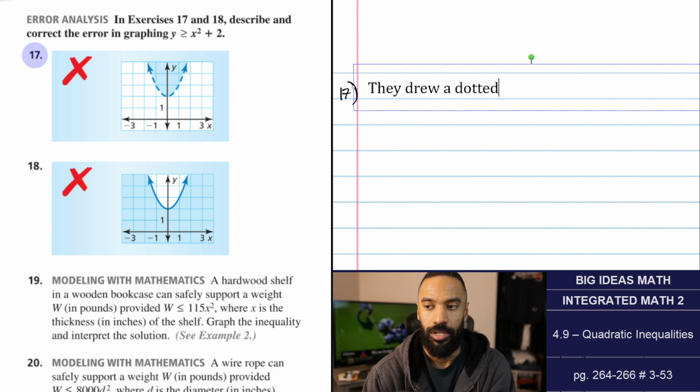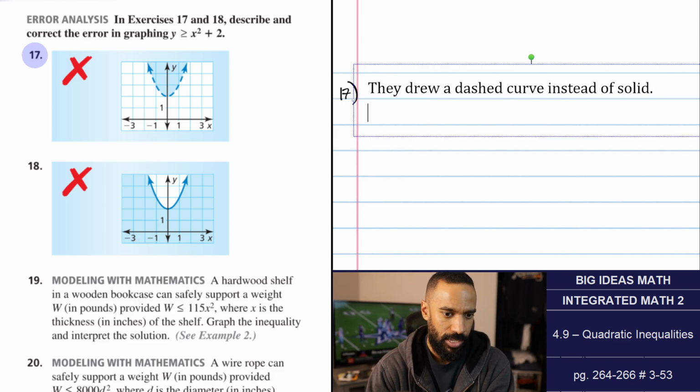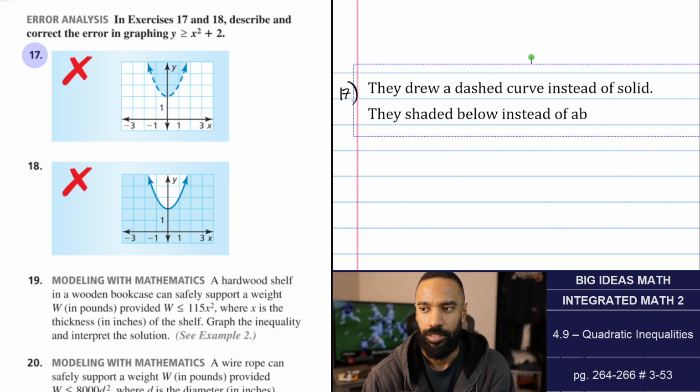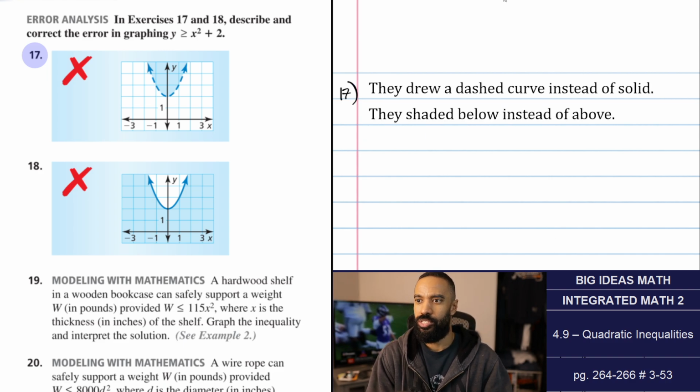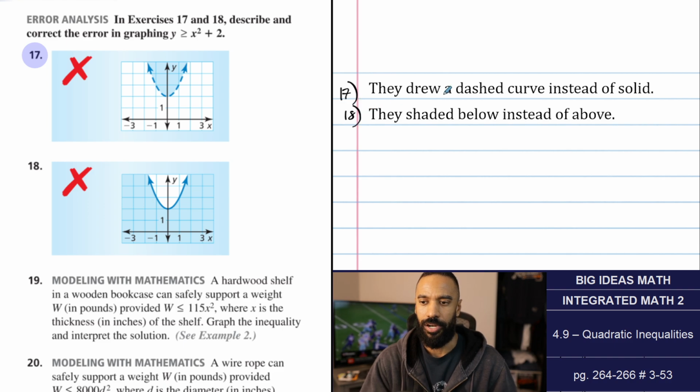Curve. Oh, dashed. I think they used the word dashed. Dash curve instead of solid. On number 18, I'll write the 18 in a second, they shaded below instead of above. So 17 is that one, and 18 is this one here.